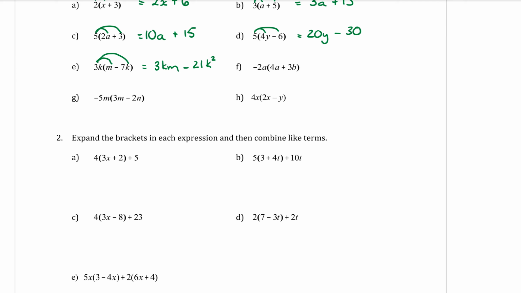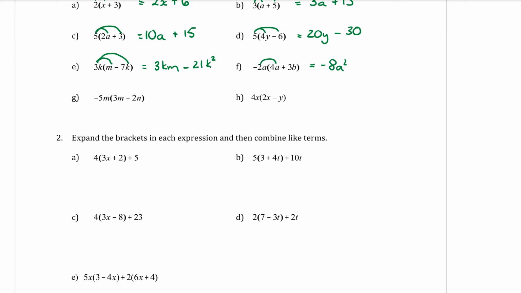Okay, F. Be careful if there is a minus sign out the front. It's going to do some interesting things to your signs. So let me show you. Minus 2 times 4. Now this is your negative number stuff. Feel free to use your calculator if you're not comfortable multiplying negative numbers. So minus 2 times a positive 4 makes a negative 8. A times A is A squared.